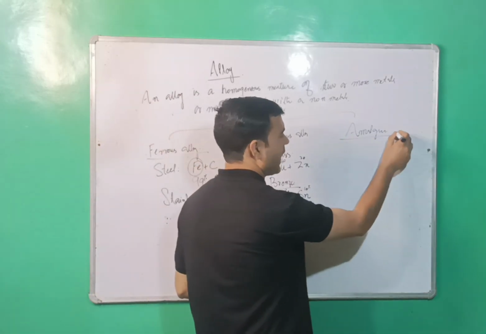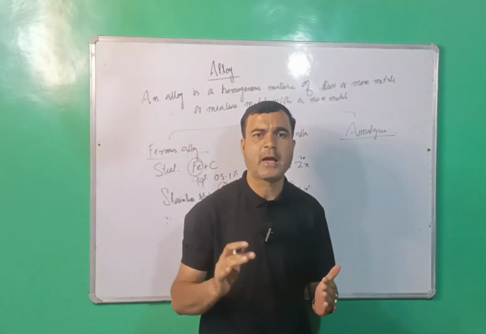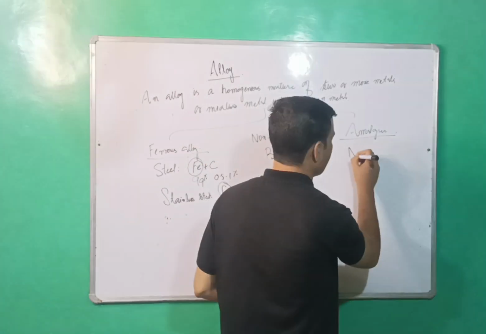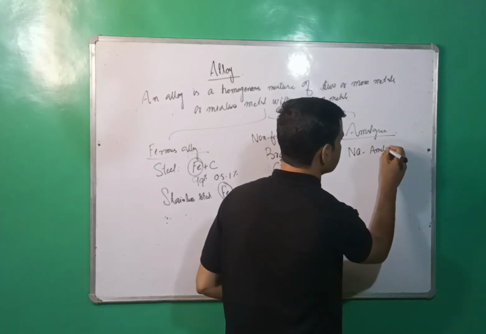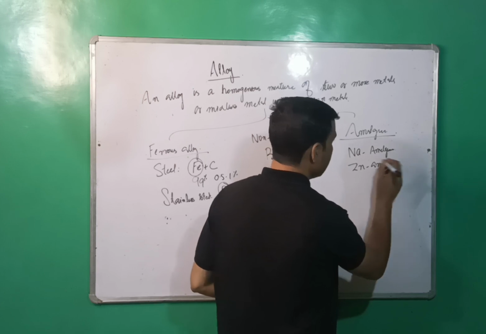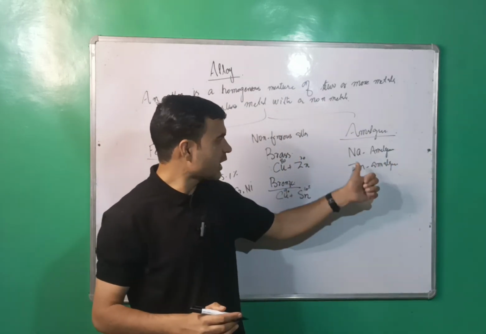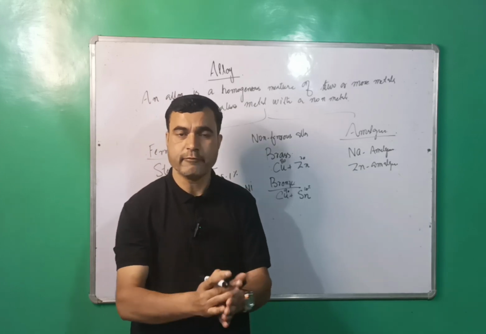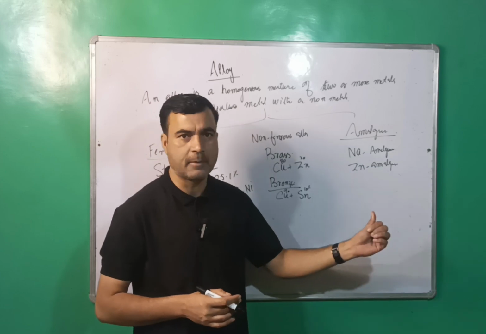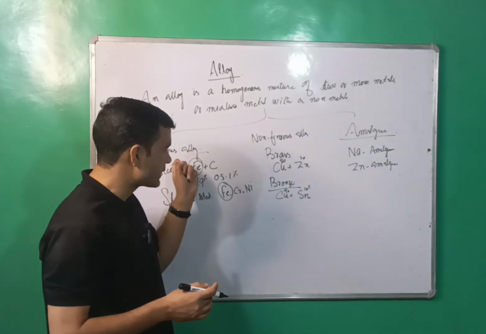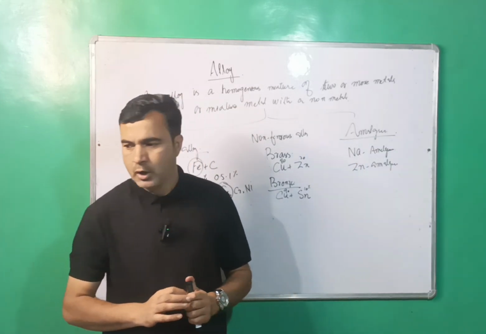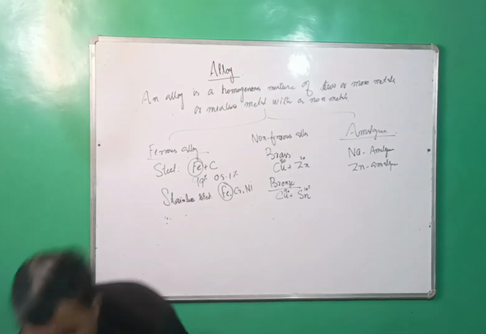And the third one is called the amalgam. What is an amalgam? It is that type of alloy which contains mercury as one of its constituents. For example, sodium amalgam. The second one is zinc amalgam. These are two alloys which contain mercury as one of their constituents. When any alloy contains mercury as a constituent, it is called an amalgam. These are the three basic types: one is the ferrous alloy, another is the non-ferrous alloy, and the third is the amalgam. Now, what are the objectives of these alloys?